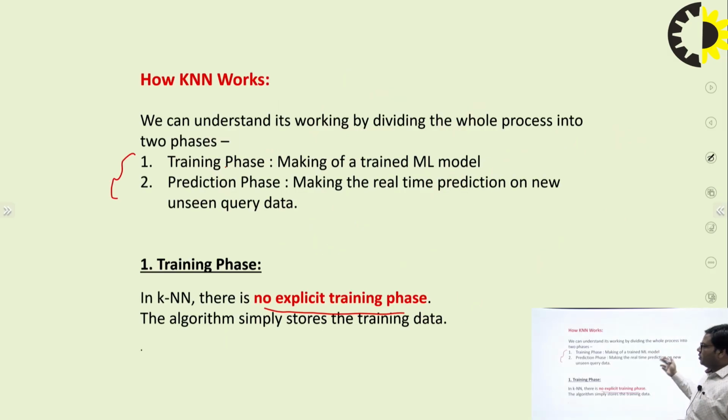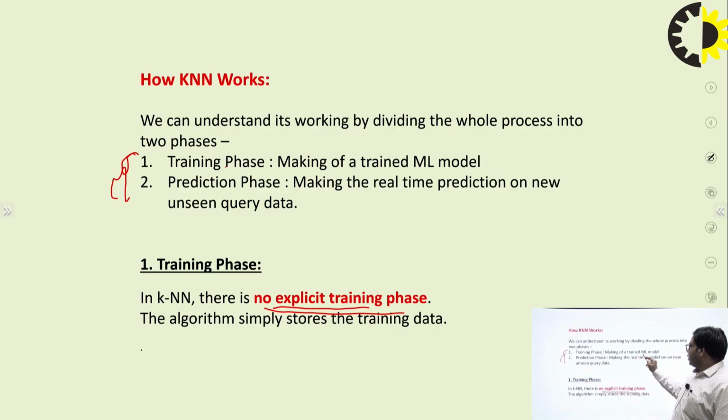So how does the KNN work? Simply, every ML algorithm is executed in two phases, the training phase and the prediction phase. In the training phase, general algorithms make a trained model on the past experience data. But in the case of KNN, no explicit training is going to happen.